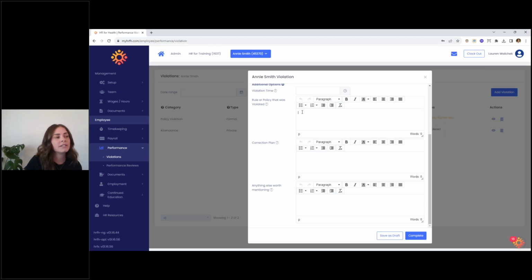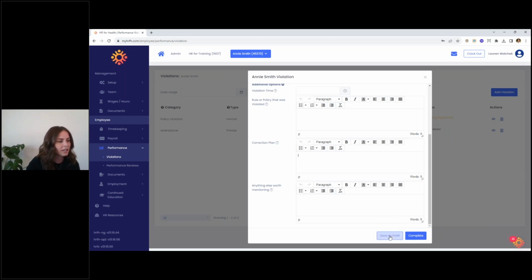This is a really good area to copy and paste your handbook policy if you have anything that's applicable. So maybe it's attendance, so you want to copy and paste your attendance policy here. Correction plan, if there's any specific steps that you want to enforce with the employee for them to take in order to correct the behavior. And then anything else worth mentioning, again, just a generic box where you can add any additional information here.